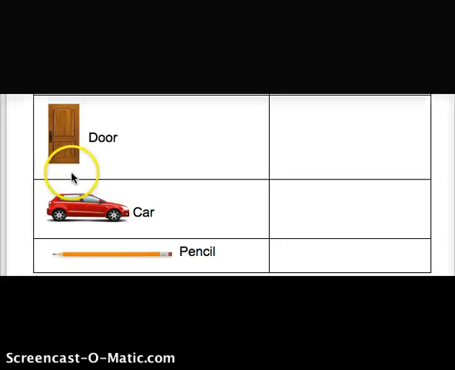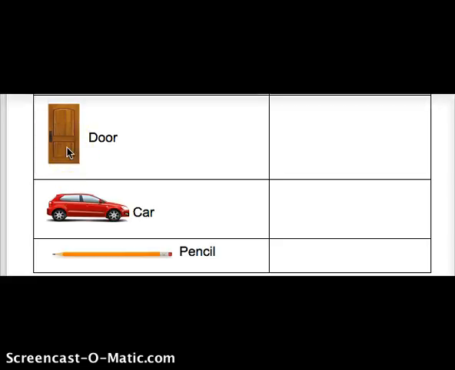The next object is a door. So if you were going to measure the height of a door from top to bottom, would you use millimeters, centimeters, or meters? Write your answer here. If you were going to measure the length of a car, what would you use? Millimeters, centimeters, or meters? Write your answer in this box. Press pause to do this. Press play when you're done.